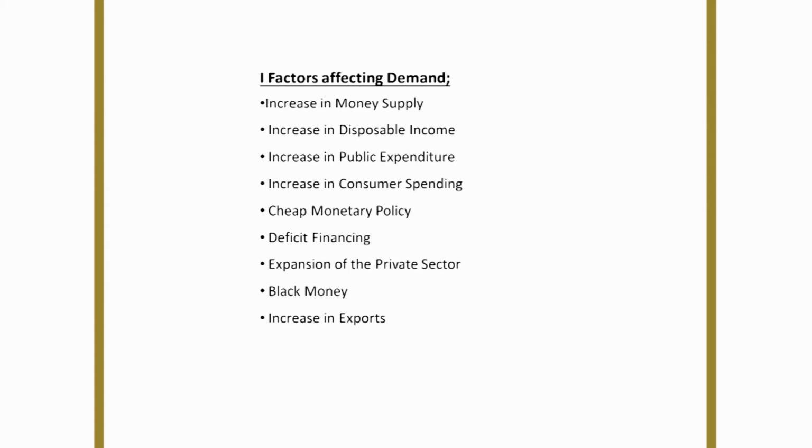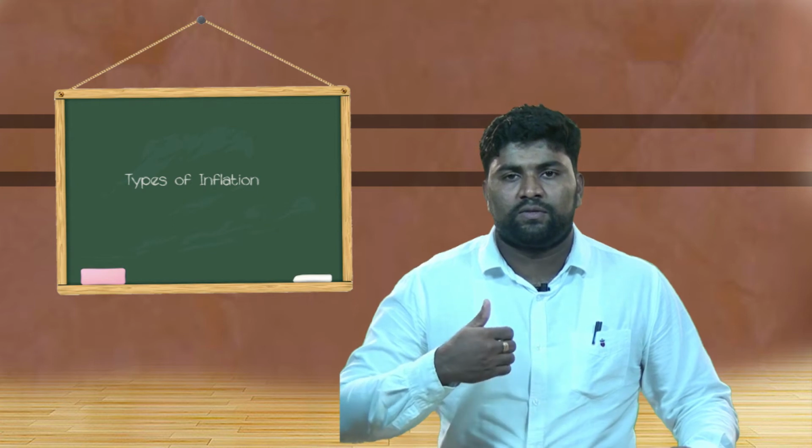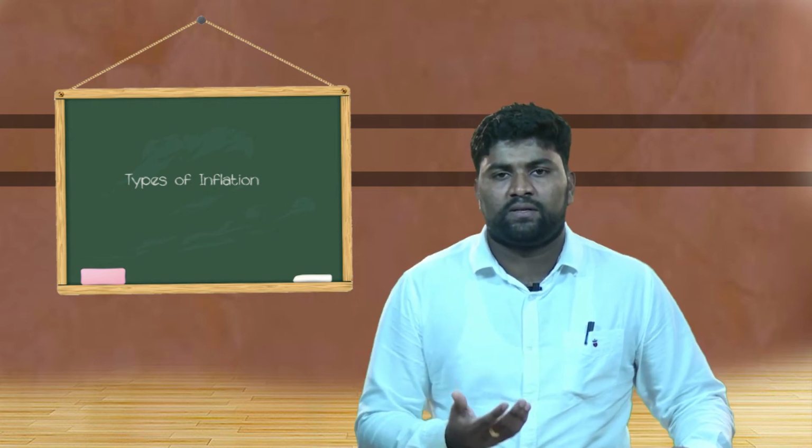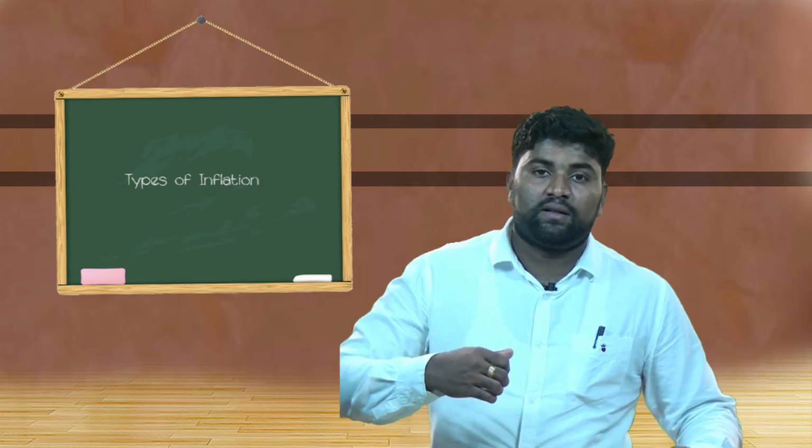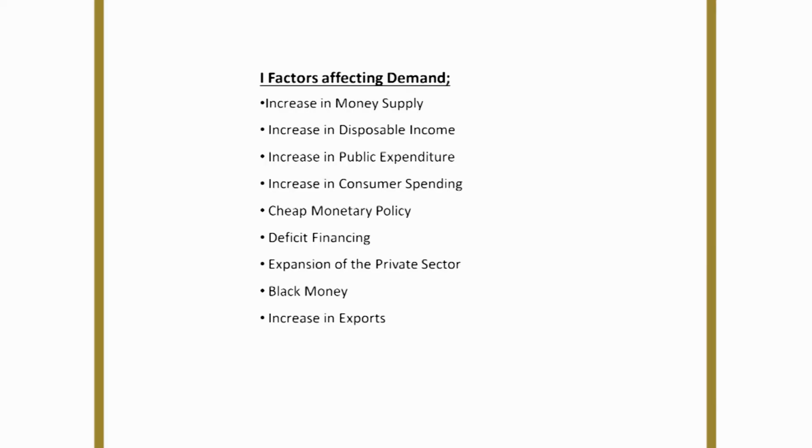And one more is increase in consumer spending. When people start to spend more and more money, for example, a person gets 500 rupees of wage or income for a day. If he starts to spend out of 500 rupees around 400 or 300, it means that he starts to afford more and more commodities. Then automatically the demand for commodities in the market tends to rise.